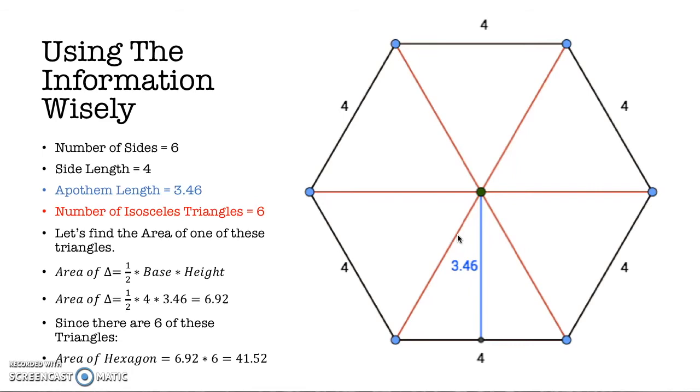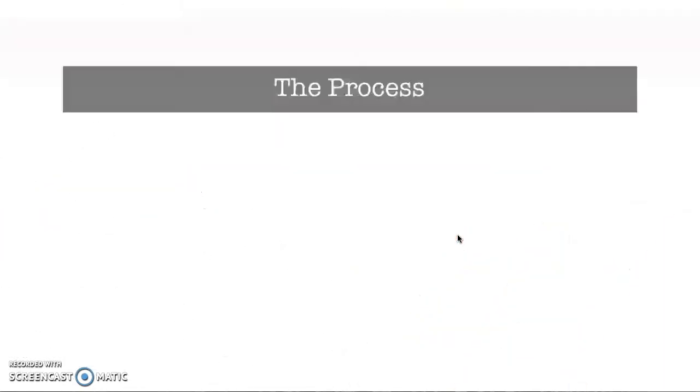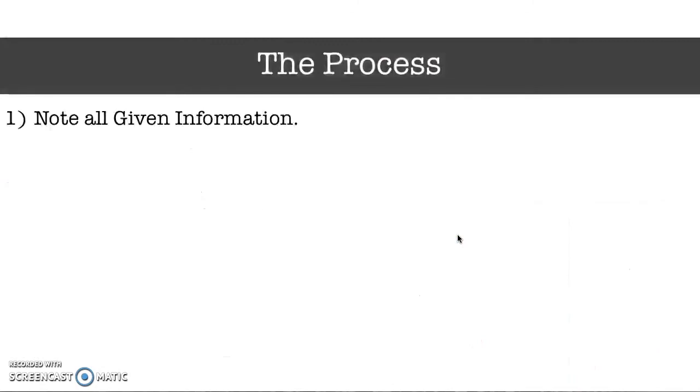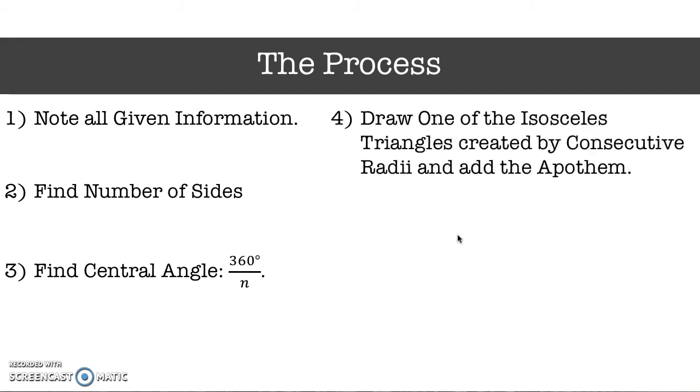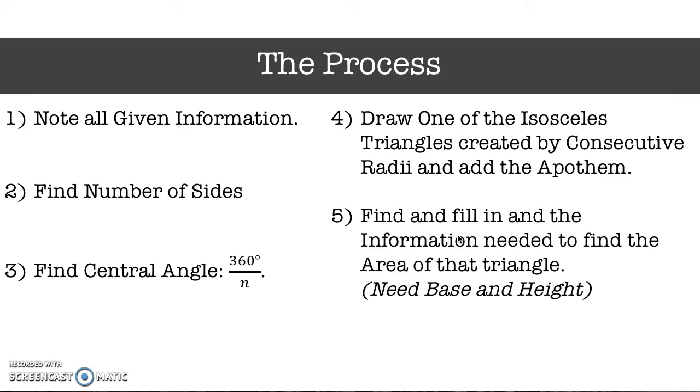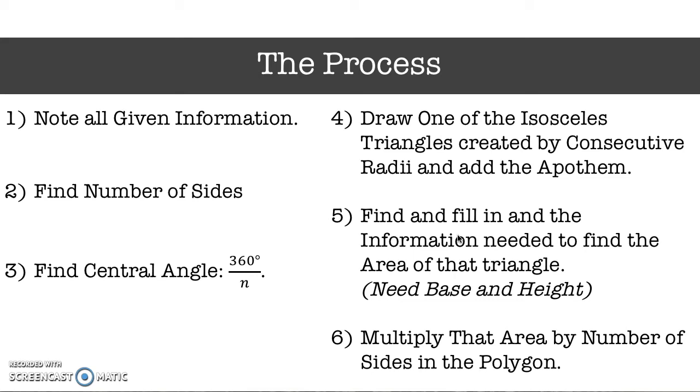So just to show you that process in words, here's what we did. First, we noted all the given information. Then, we found the number of sides. Third, we're going to find the central angle. We didn't use that in the last problem, but it is important in case you need to use trig to solve the problem. Then you're going to draw one of the isosceles triangles created by the consecutive radii and add the apothem. This is going to give you the information that you need to fill in the base and the height, which is what you need to get the area of that one triangle. Then you multiply that area by the number of sides in the polygon.